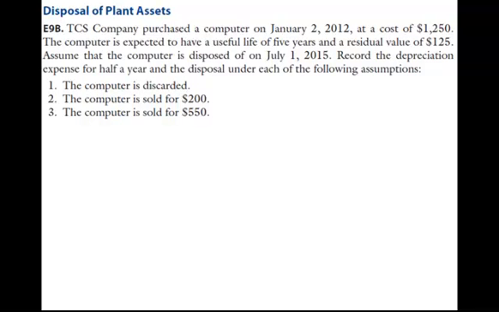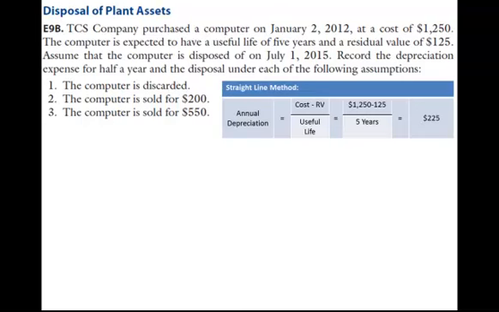We are going to assume that the computer is disposed of on July 1st, 2015, and we are going to record the depreciation expense for half a year in 2015 and the disposal under each of the following assumptions. So the first thing we need to do is take into account the 3 years, 2012, 13, and 14, where we recorded a full year's depreciation.